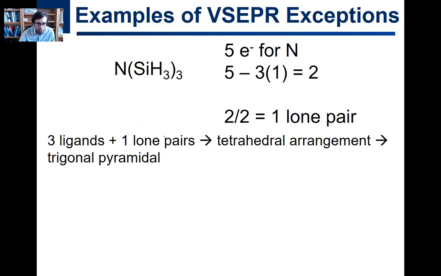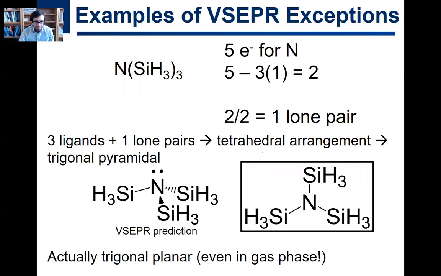We have 3 ligands with 1 lone pair. That's a tetrahedral arrangement. But then we remove one of those atoms, which is essentially a lone pair. So we remove one portion of the tetrahedron, and we get that we should have a trigonal pyramid. However, this molecule is not trigonal pyramidal. You can see how we put the lone pair here.